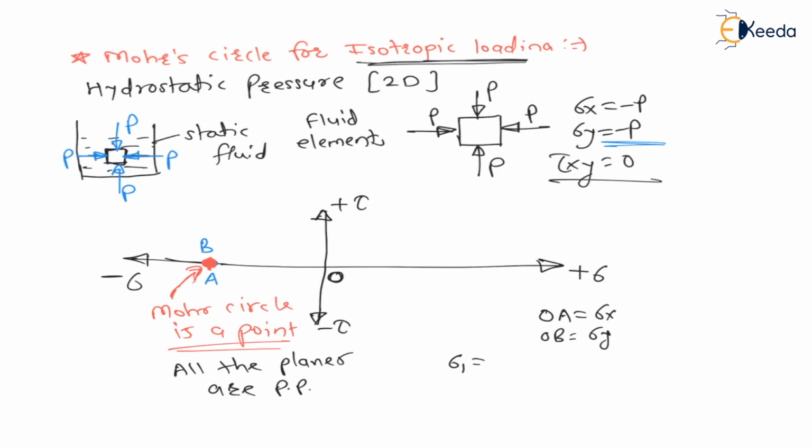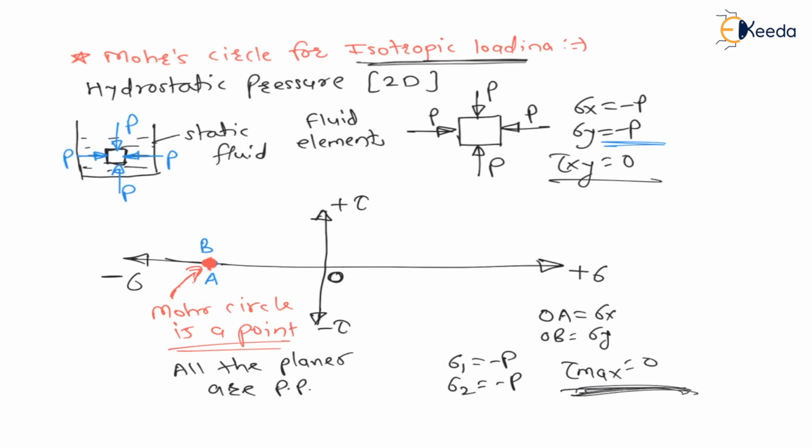Now what is the maximum normal stress? What is sigma 1 here? Can I say minus P? What is sigma 2? Again minus P. What is tau max? 0. This is the case of isotropic loading, no? Now for hydrostatic pressure, for isotropic loading, the maximum shear stress in 2D is 0 only, and all the planes are principal planes. Thank you students.